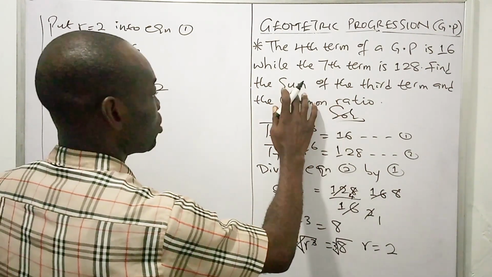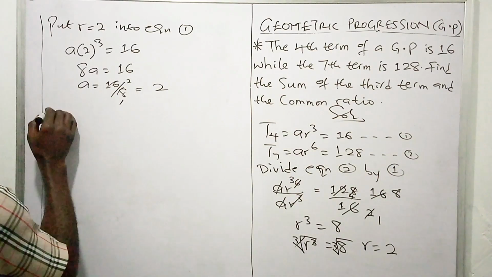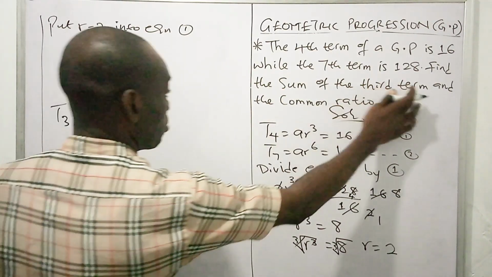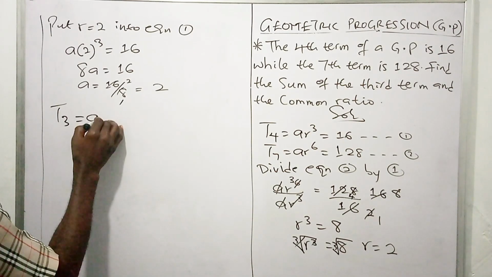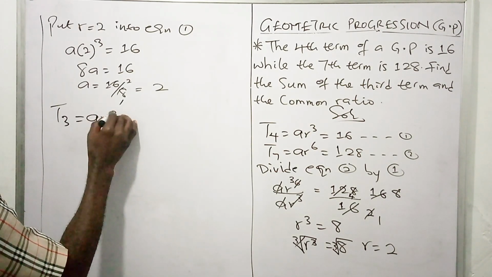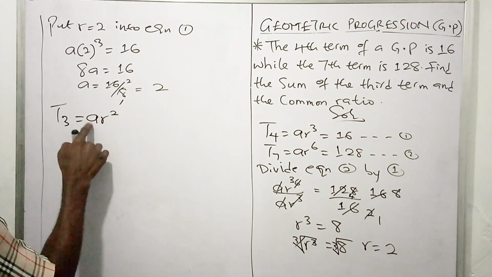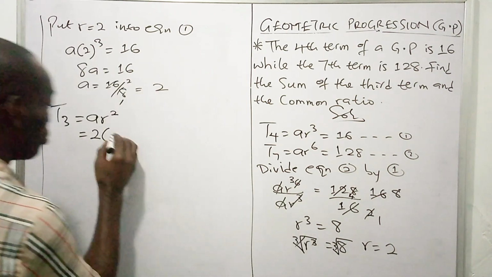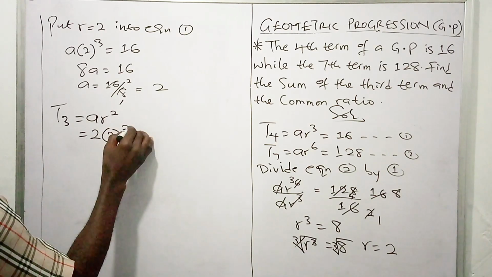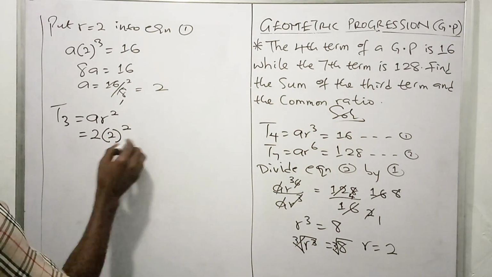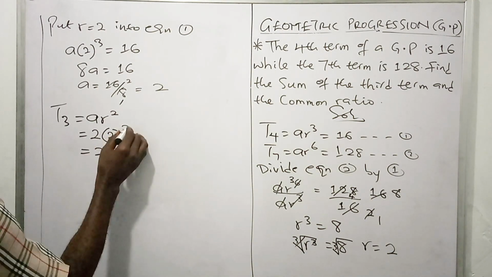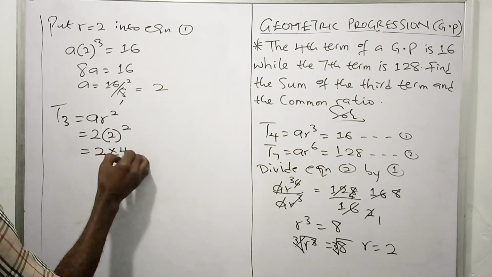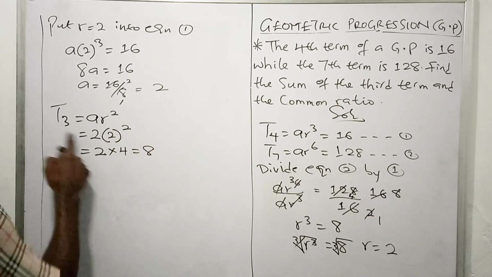Good. Now we have the value of a, and also the value of the common ratio, same value. Now we're asked to find the sum of the third term. T3, which is the third term, is a r to the power 2. So that gives us the value of a is 2, the value of r is also 2, raised to the power 2. 2 raised to the power 2 is 4. That's 2 times 4, that's 8. So the third term is 8.